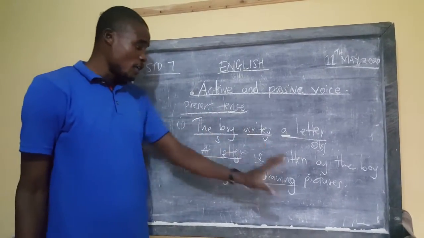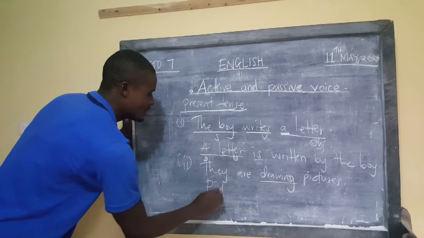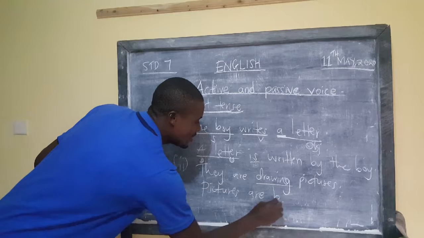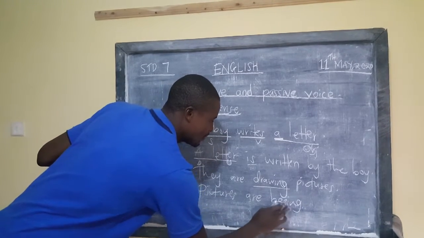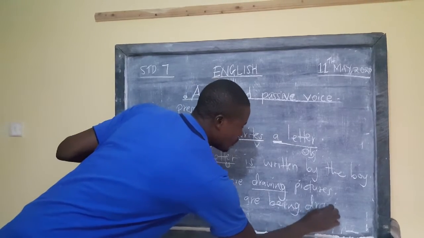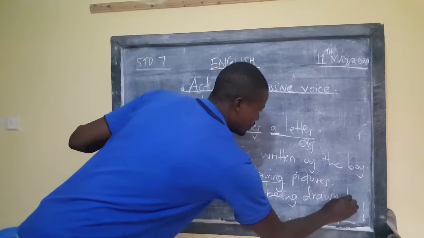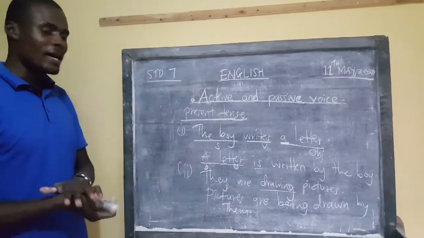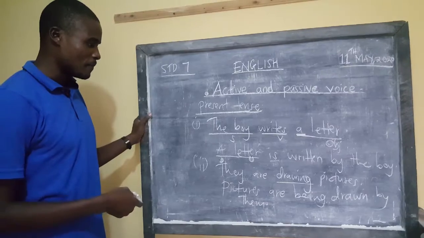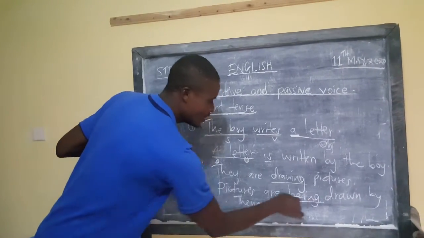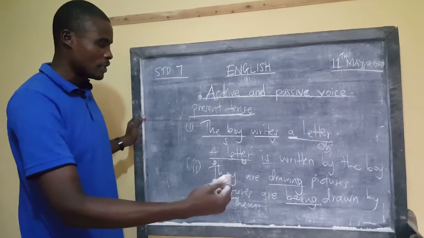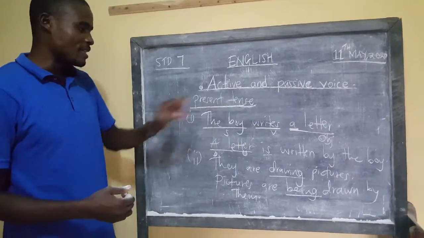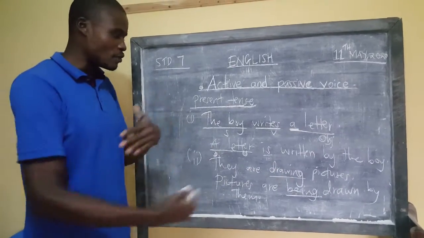That's why, when we change this, we'll begin with pictures. That is the object. Pictures are, because it's still continuing, are being. We'll add that being. Are being drawn. Drawn by them. Look at how they becomes them in the passive part. Pictures are being drawn by them. They are drawing pictures. So this being tells us that that action was ongoing. It was present continuous tense. I've written it under present tense because it is not yet past. It is still something that is ongoing.